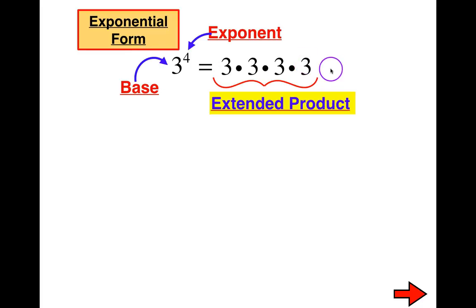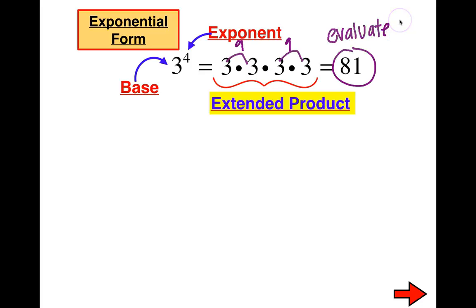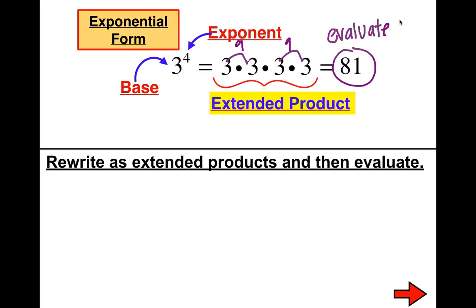Now, if I were to multiply this out, I am evaluating it. So 3 times 3 is 9, and 3 times 3 is 9, so 9 times 9 is 81. This here represents the evaluated answer. Okay? So, let's go ahead and practice rewriting exponents as extended products, and then also evaluating it. So again, remember that when you're asked to evaluate it, you're basically asked to multiply the entire thing out completely.